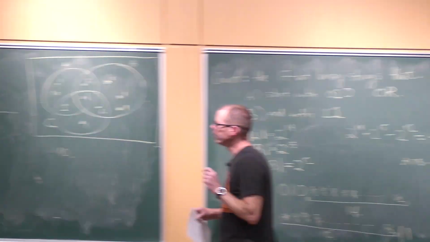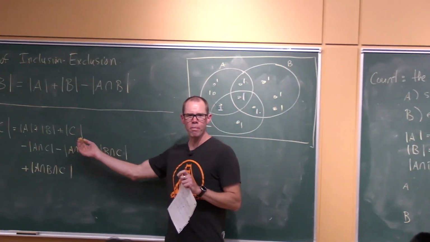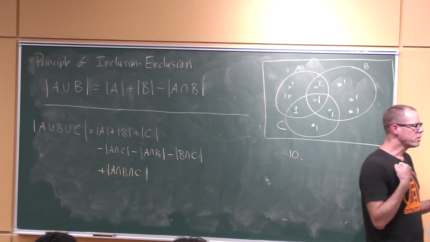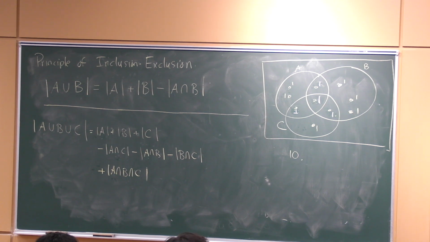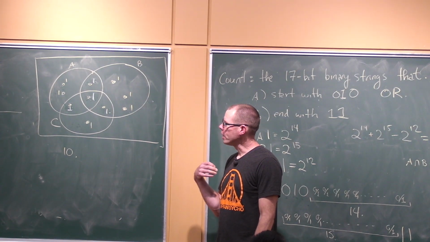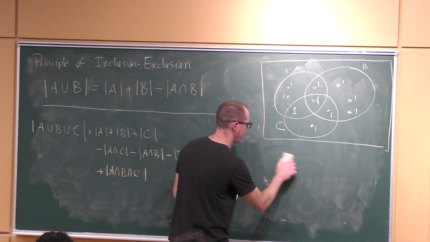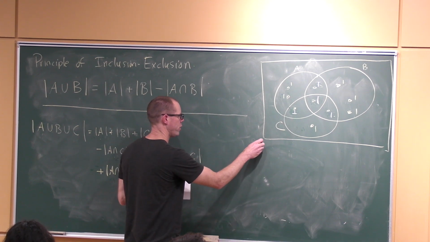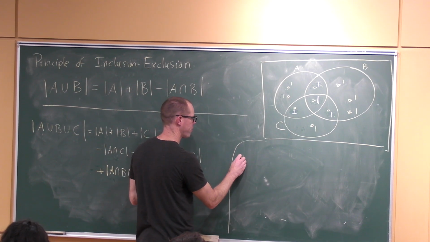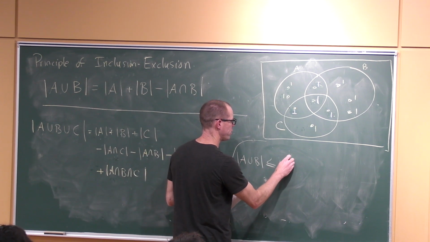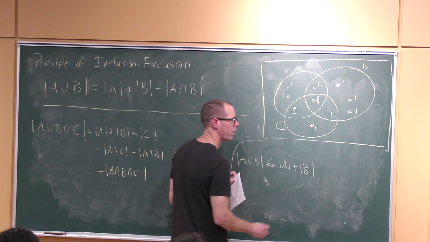So I'll just make a note. I said that this thing extends to many sets, but the formula gets very complicated, and because of that it's hardly ever used. Instead, what frequently happens is you use simpler versions of it. One of my favorites, one I use all the time in my research, is the easiest version imaginable: the size of A union B is less than or equal to the size of A plus the size of B.